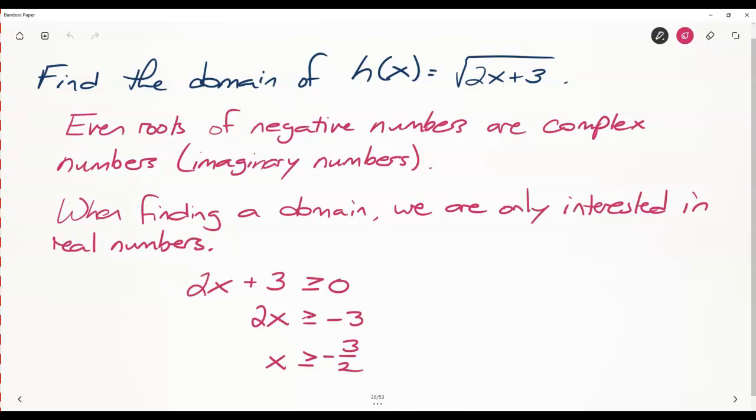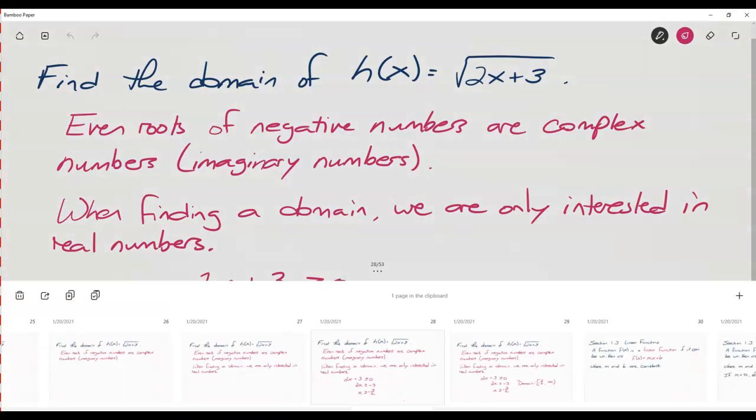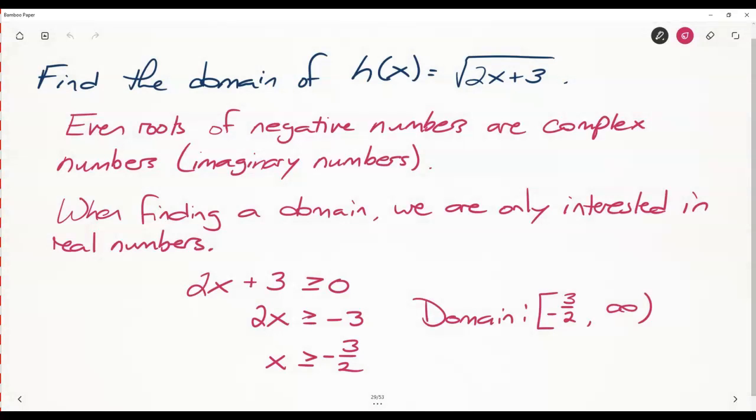Now, what if... I can just go ahead and go to the next slide, I guess. So this is my domain right here. The set of all values greater than or equal to negative 3 over 2. And as an interval, negative 3 over 2 marks the absolute smallest value. We'll take anything bigger than it, but it cannot drop below that negative 3 over 2.